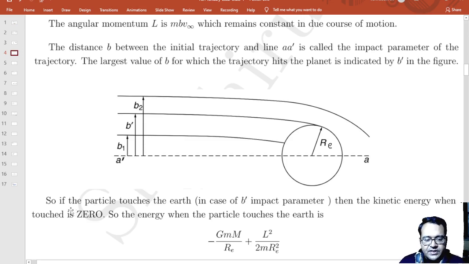If the particle just touches the Earth, then the kinetic energy when touching is 0. Surely it is touching here, just landing politely. In other cases there will be a kinetic energy, but when it just touches, its kinetic energy is 0. So this is the point of touching.